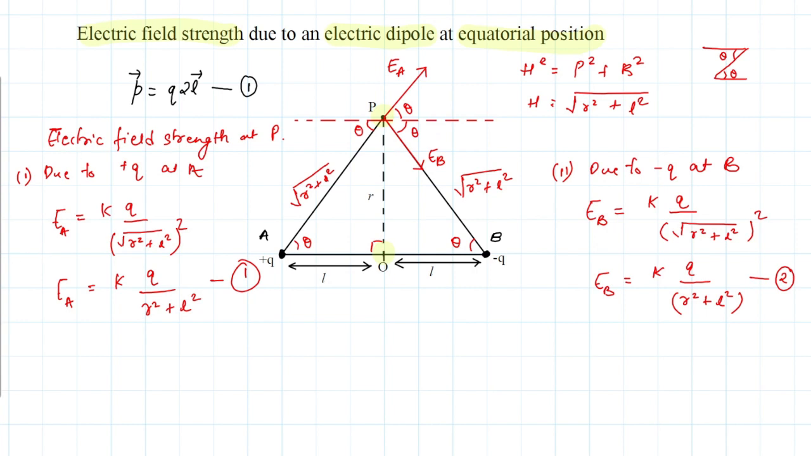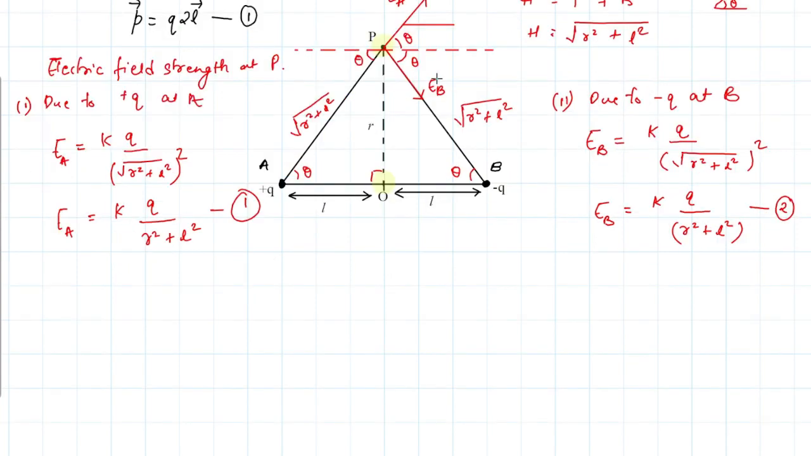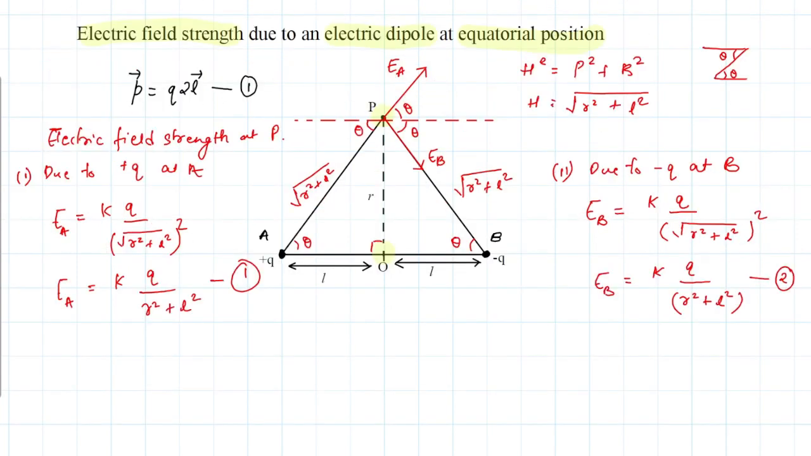So let's resolve the components of EA and EB to get the net resultant magnitude. This EA can be resolved into its two components. Let me make it a different color so that it will be easier for us to resolve. Let's say in this direction we have this component, and in this direction there will be another component. Let me first remove EA from here and write it out here because now I'm going to resolve it.